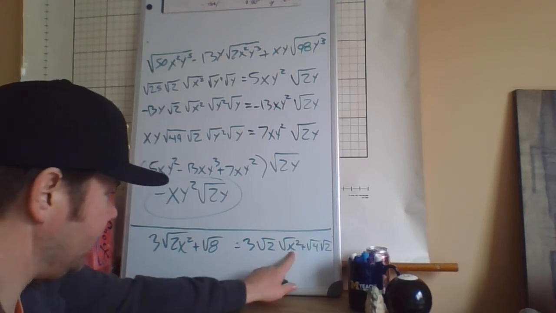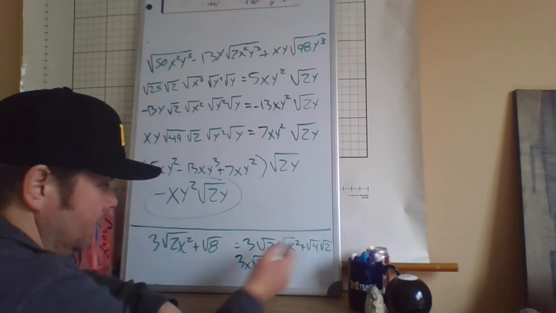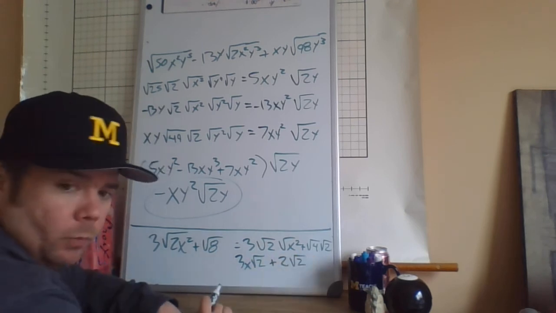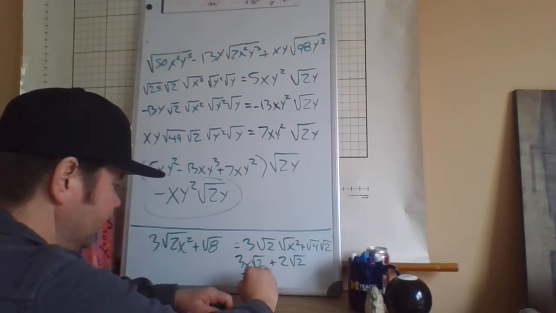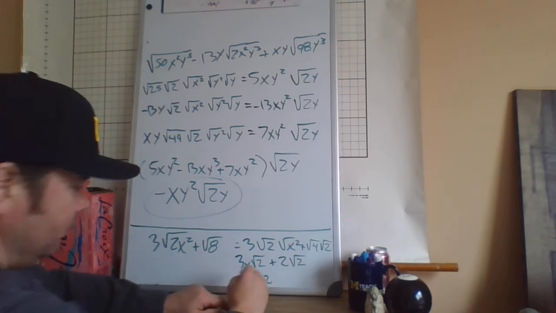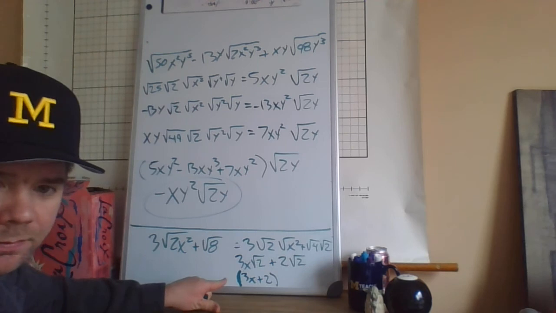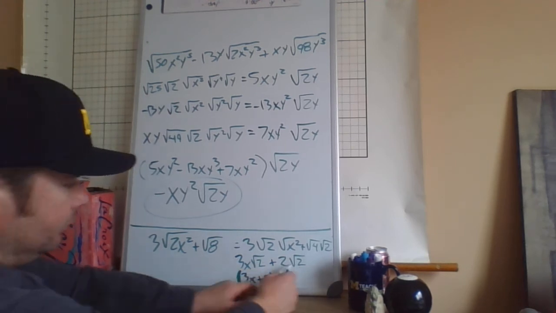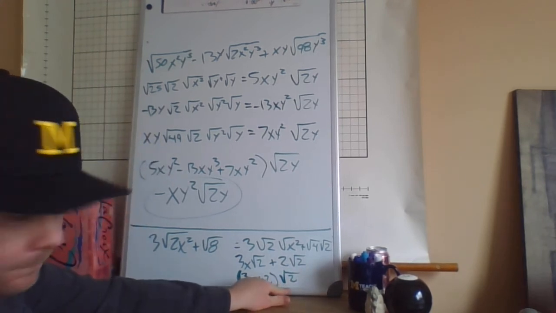This becomes 3x times the square root of 2. This becomes 2 times the square root of 2. Like radicals, we're good. But these 3x plus 2, which are the coefficients in front, they are not like terms. So when that's supposed to be a parentheses, I can basically factor out the square root of 2, and I can put my answer like this.